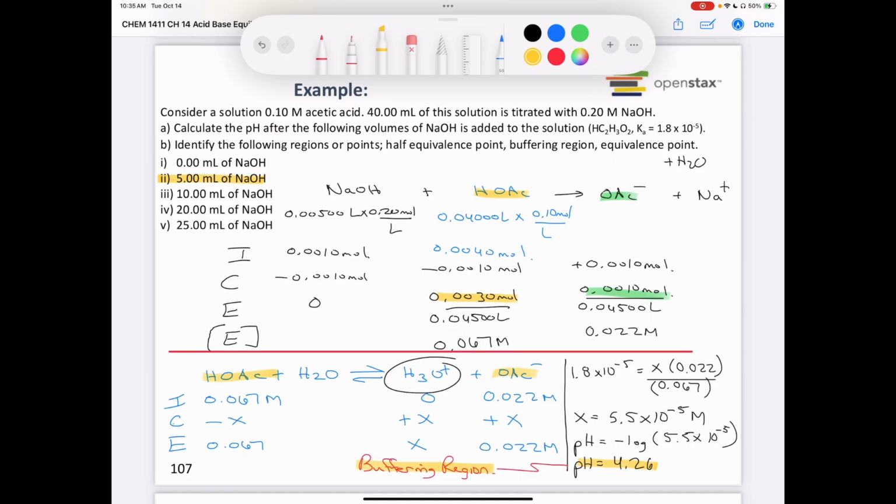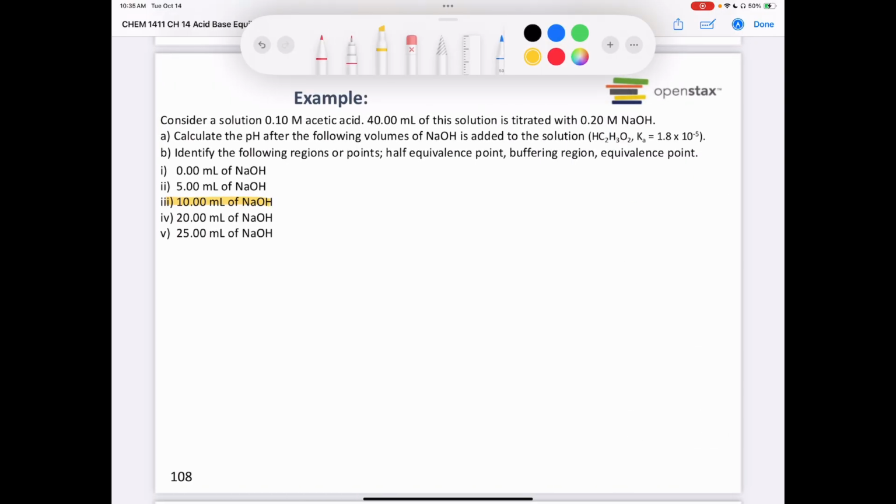All right, so what's going to happen if we add 10 milliliters of sodium hydroxide? We're adding 10 milliliters of 0.2 molar sodium hydroxide to 40 mL of our 0.1 molar acetic acid. So let's write out the neutralization: sodium hydroxide plus acetic acid gives you the acetate ion plus sodium plus water. Of course, we don't have to worry about the sodium concentration or water because those don't affect pH.